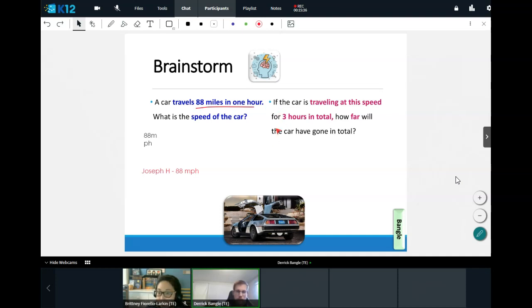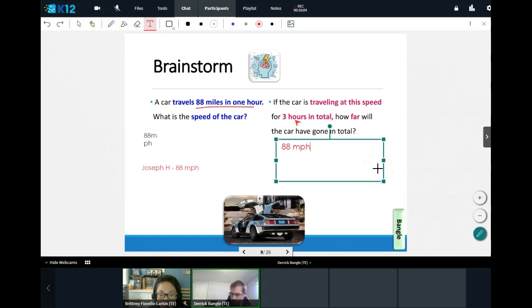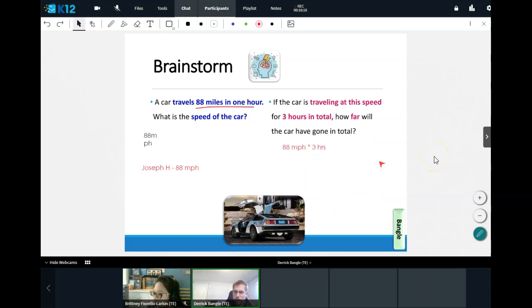Okay, so then moving on, the second question is: if the car is traveling at this speed for 3 hours in total, how far will the car have gone in total? So the total distance is going to be the second part of the question. If it travels 88 miles in 1 hour, we're going to multiply it by 3. That's a hint. So 88 times 3 should give us 264 miles. Yes, thank you, Alexander. You remember that we need units with our answers. Thank you, Joseph. Remember our units, because our units for distance that we start with are miles, we want miles for our last answer.